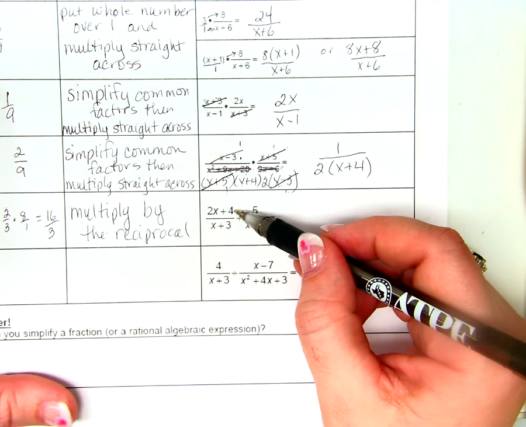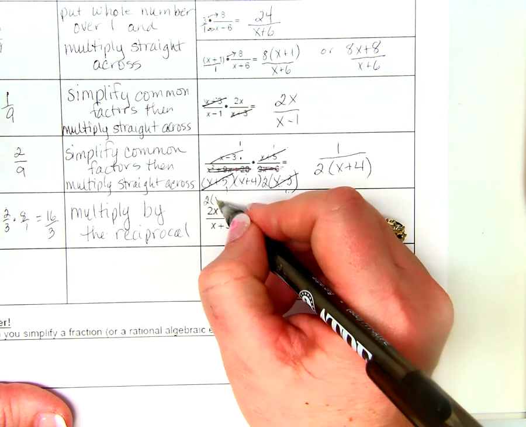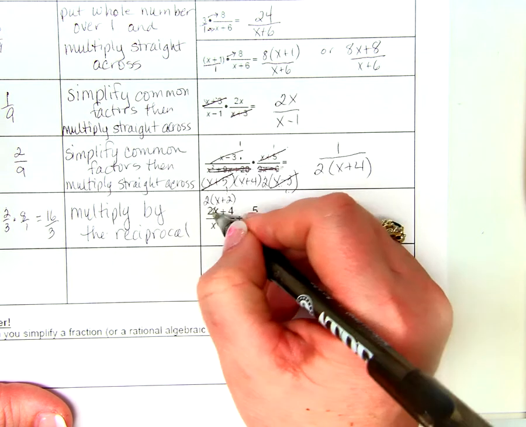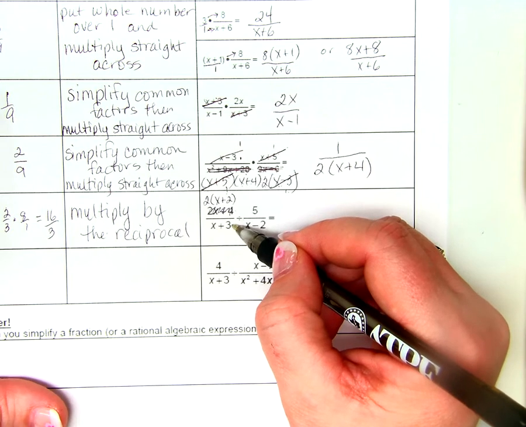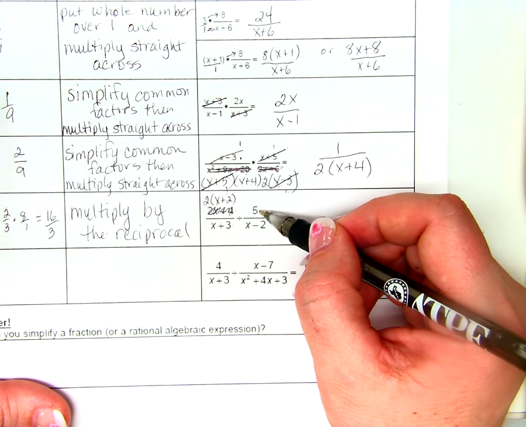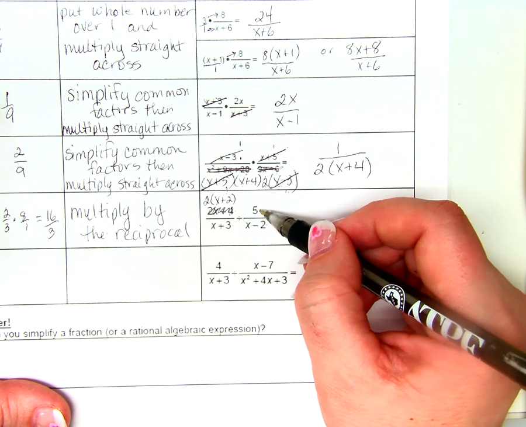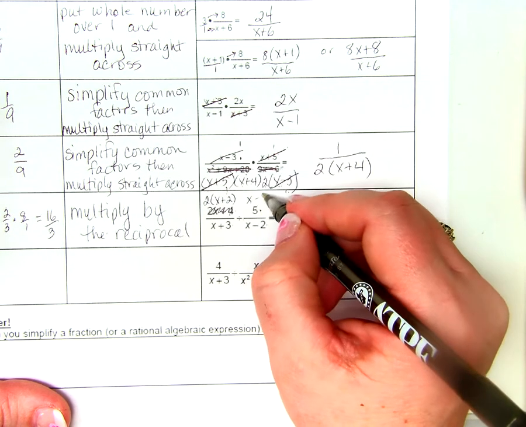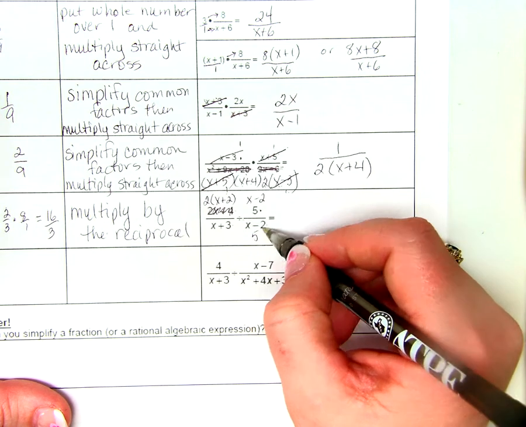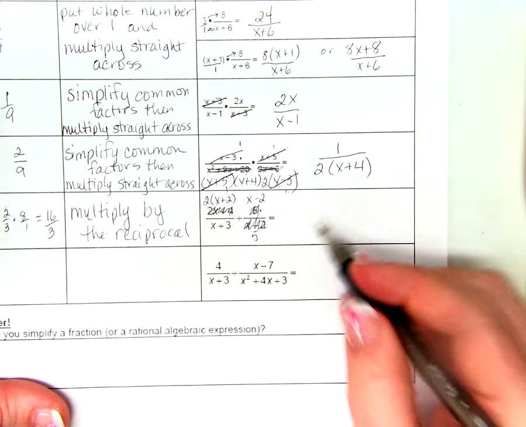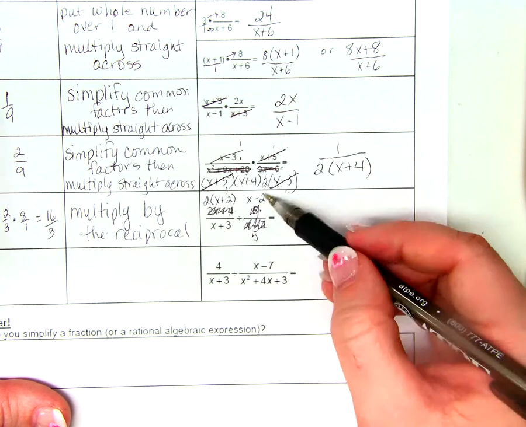Can I factor this? How? Okay. Can I factor this? No. Can I factor this? But what really goes here? X minus 2 really goes here, doesn't it? What really goes here? 5.